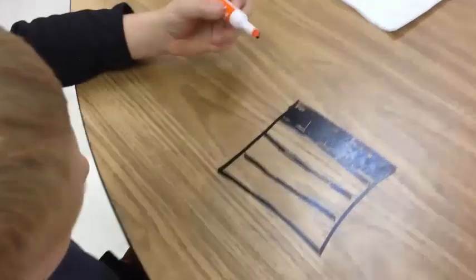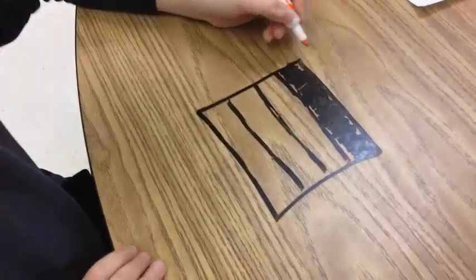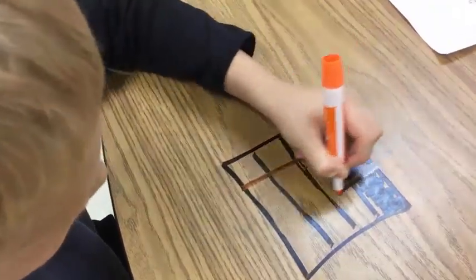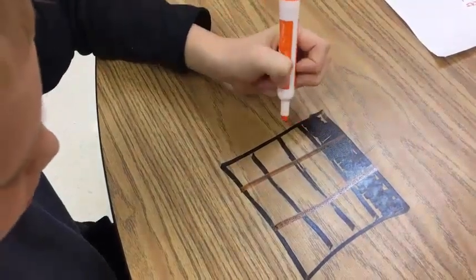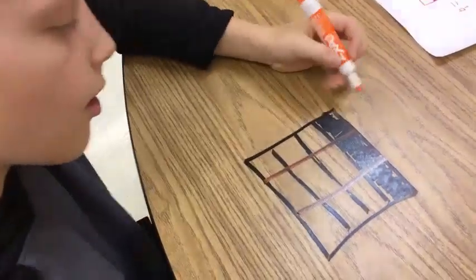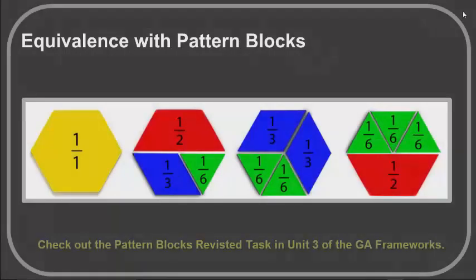So how can you prove that 1/4 is equivalent to 3/12? If you divide the whole into thirds, that would make it 12ths, because you already have these lines in 12. So how many are shaded of the 3/12ths? Pattern blocks are another great tool to use as students develop understanding of equivalent fractions.